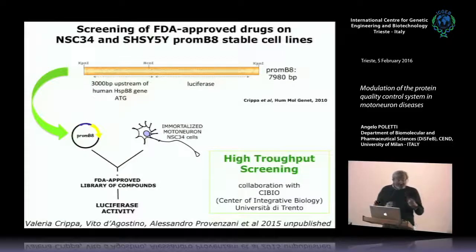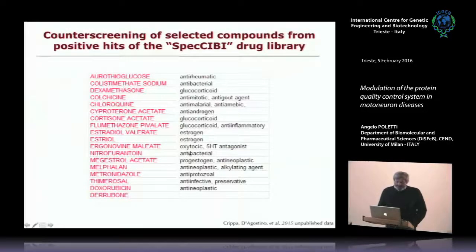The problem is you have to find a safe drug if you want to start a treatment, especially at the early stage of the disease, because this has to be a chronic treatment for the entire life. So you cannot use a drug that has toxicity, so we have to screen for that. And we were lucky enough to find some good hits. Some were estrogens, and actually HSPB8 is controlled by estrogens.